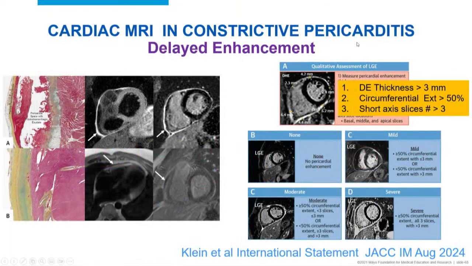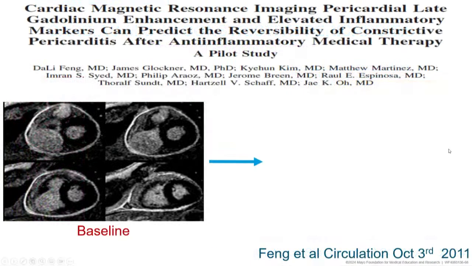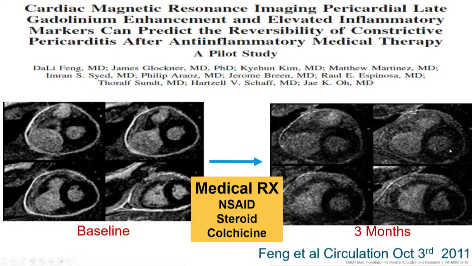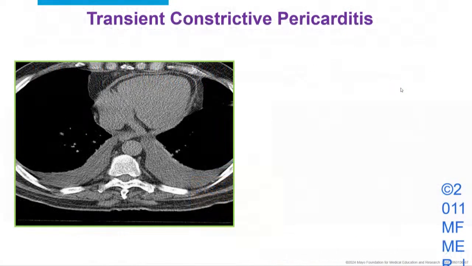And this is data that Dr. Klein put together on how to objectively classify the delayed enhancement. I'm going to just show you the thickness and the extent, and the number of slices is what we have. And this is a paper that we put together. When you see significant inflammation, we do NSAID, steroid, and colchicine therapy, and they get much, much better most of the time before consideration of a pericardiectomy, as you see here.